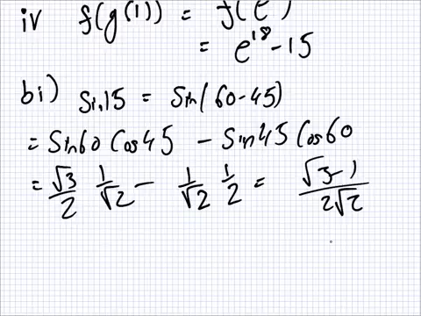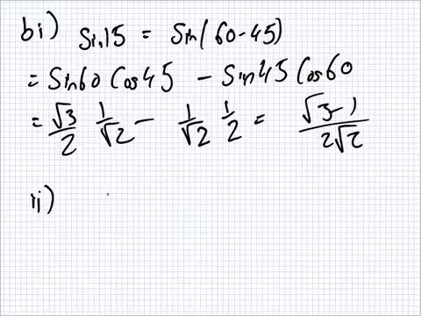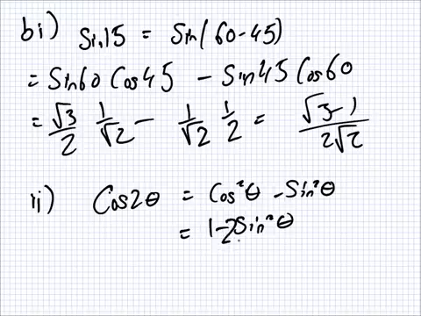Part 2, express. So, cos 2 theta equals cos squared theta minus sine squared theta. But what does cos squared equal? 1 minus sine squared. And you already have a sine squared here. So it's 1 minus 2 sine squared. So that's cos 2 theta.